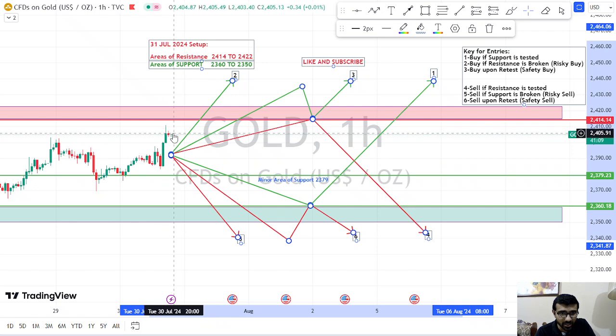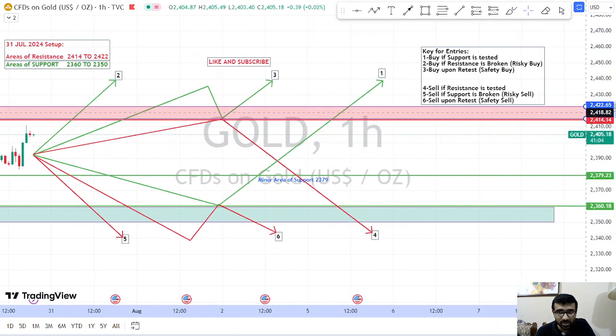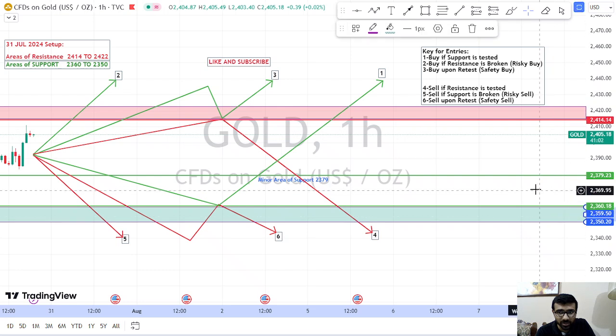So market is currently trading at this level, and the areas of resistance and support are going to remain same for tomorrow, which will be 31st of July.